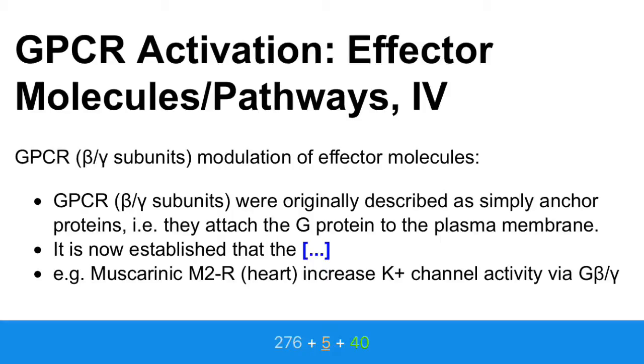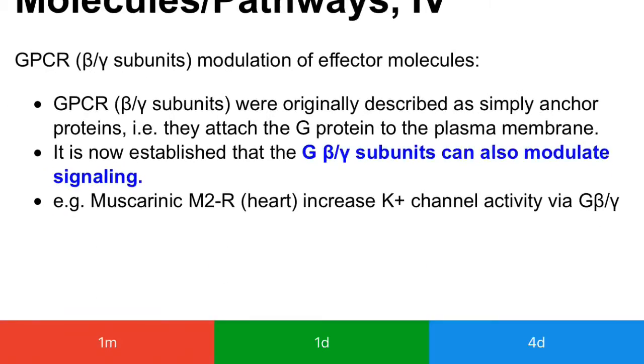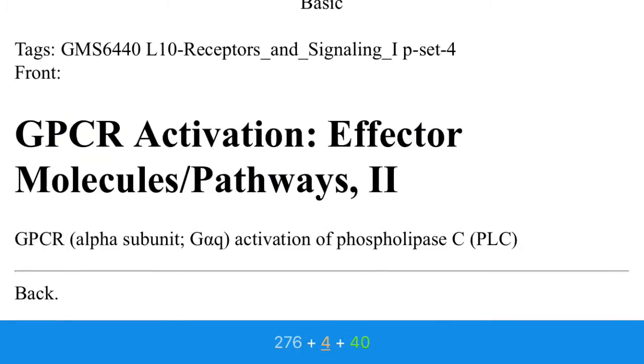Oh, so that's the difference between muscarinic and nicotinic. So nicotinic allows sodium to go into the cell, depolarizing it. Muscarinic receptors, on the other hand, hyperpolarize. So that is interesting. Yes, modulate signaling, like we talked about before, which I think is the first one.